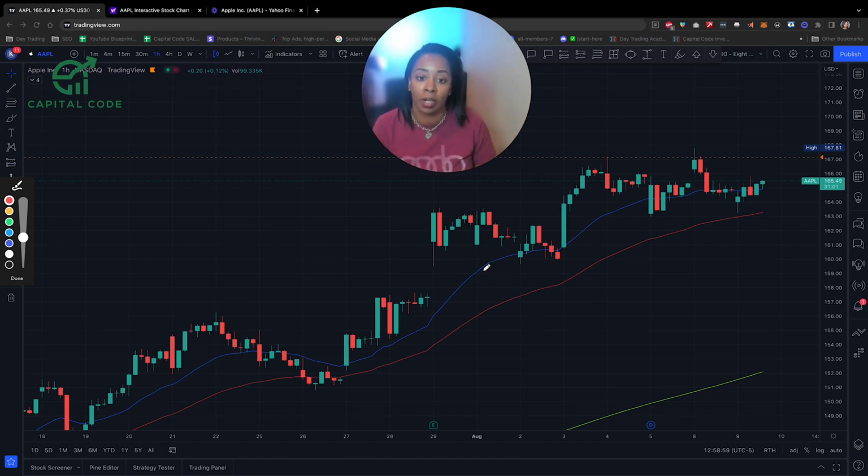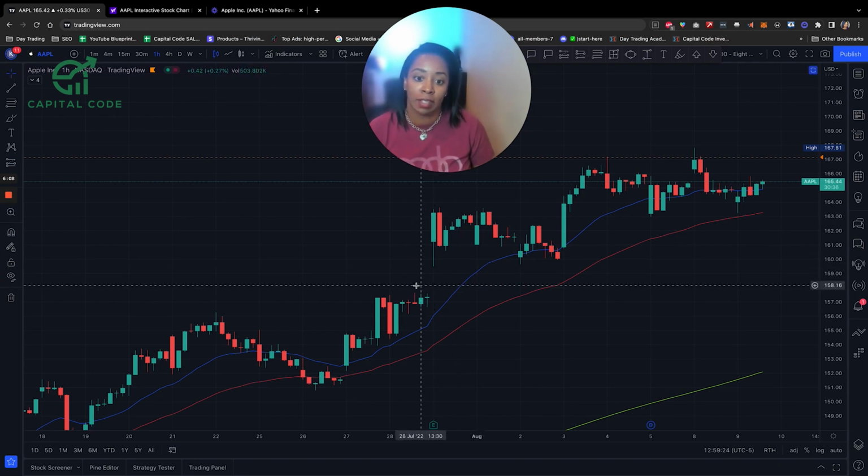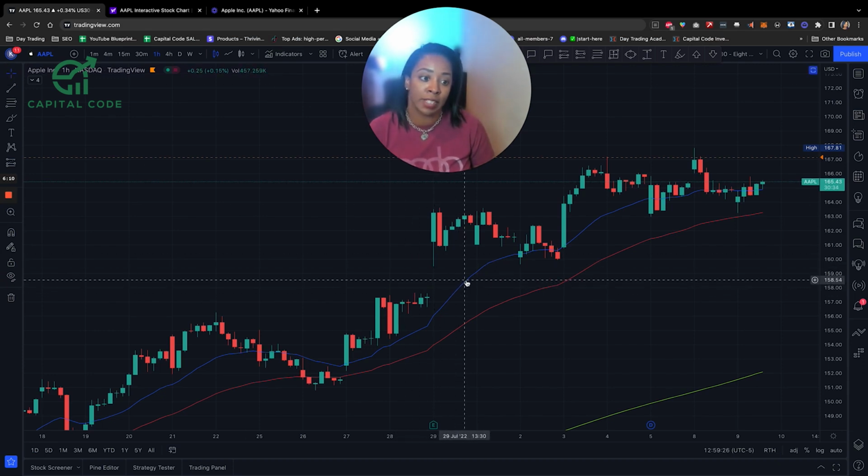So on my chart, and we're not going to go into a full tutorial, I have this moving average here, this blue line. This is a 21-day moving average. So it tells me that over the past 21 days, the price was about here. And if we were to just look at it at this point in time, it tells me that the price was about 158.54.